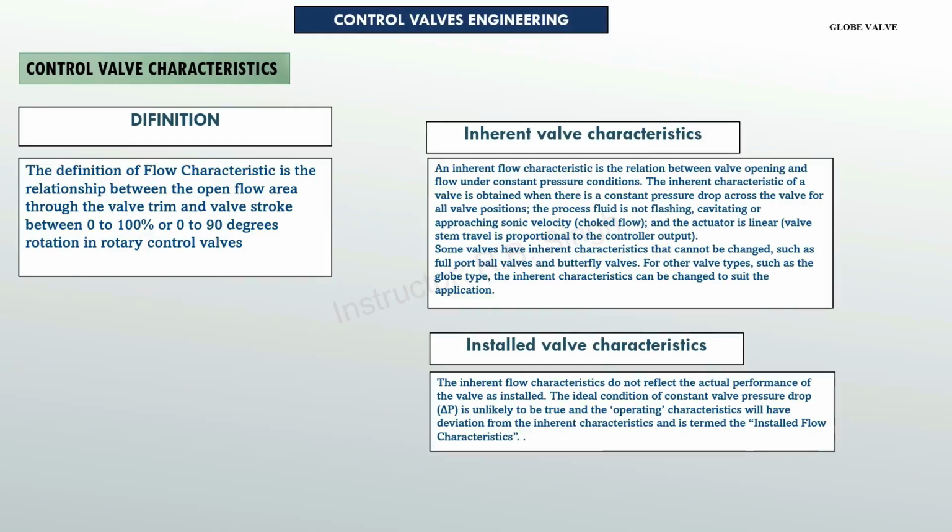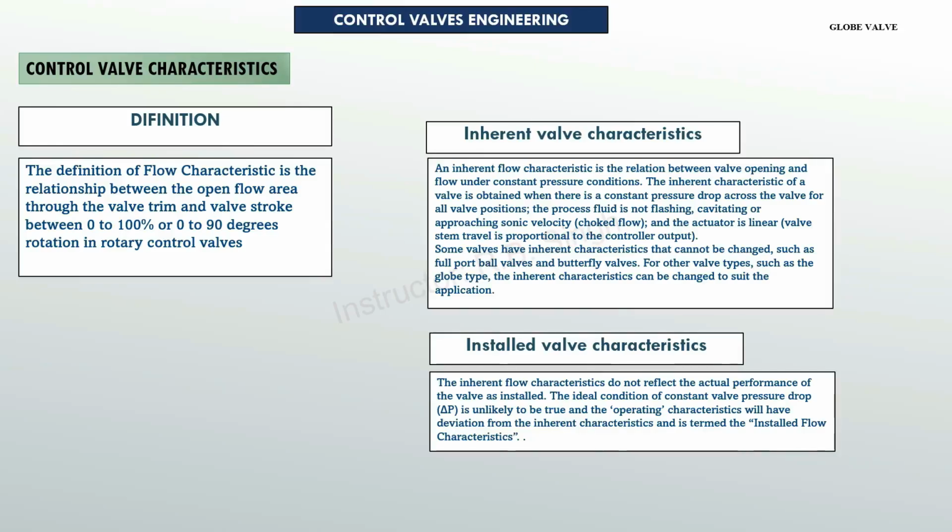For example, if we want quick opening, then we have to follow a different characteristic, and if we want to make a linear flow control, then we need to choose a different characteristic. Based on the valve's characteristics, the control valve's trim, basically the plug part, will have a special design. So first we need to know what the control valve characteristics are.